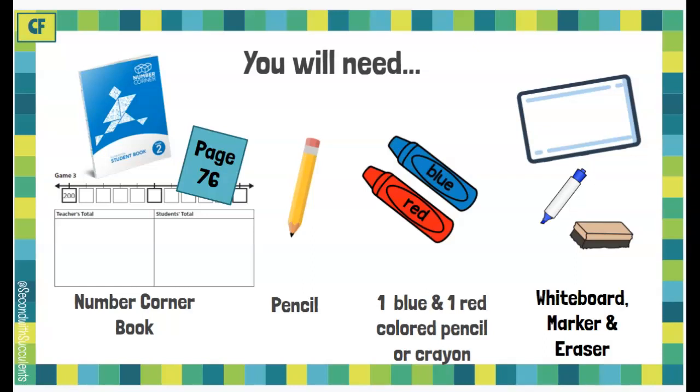For Number Corner today, we will be playing our last game of Put It on the Line for March. Here's what you need. You need your Number Corner student book opened up to page 76. You should be on the game board that says Game 3. Your number line today will start at 200. You will need a pencil, a red crayon and a blue crayon, or colored pencil, and your whiteboard, marker, and eraser. Lots to get. Pause the video now while you get what you need.